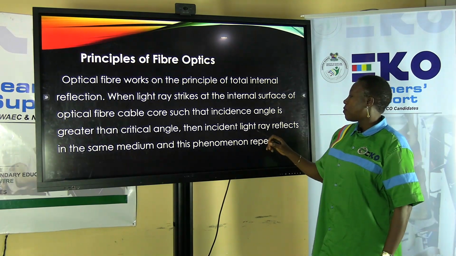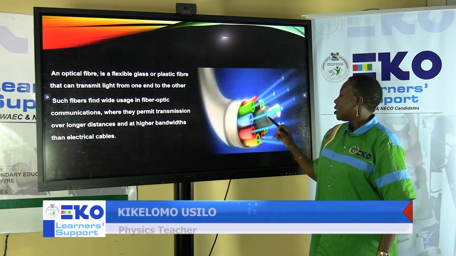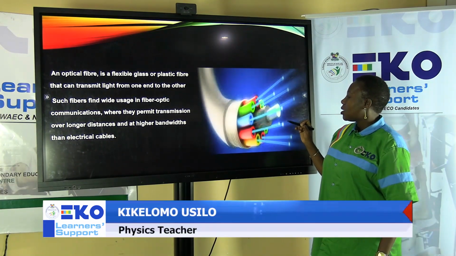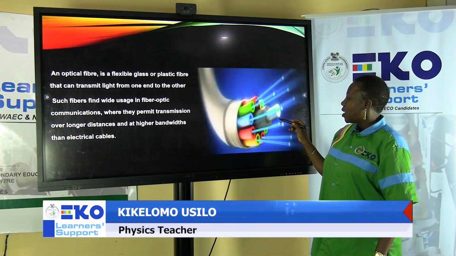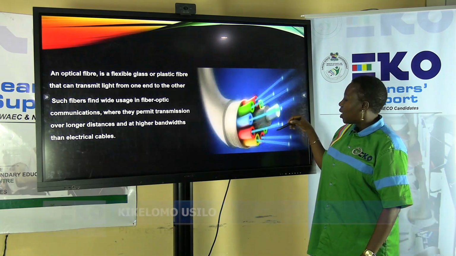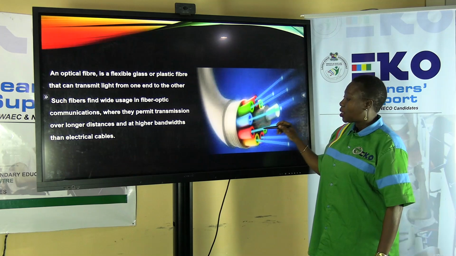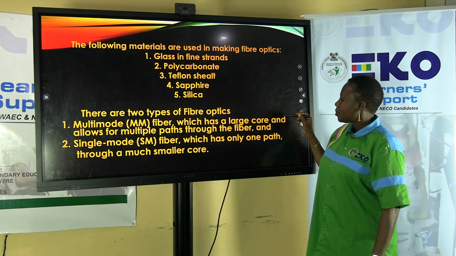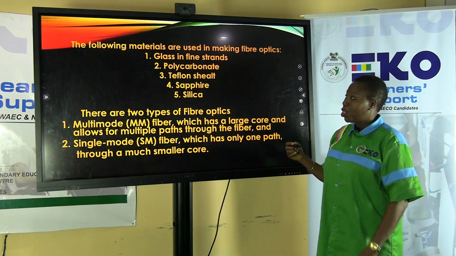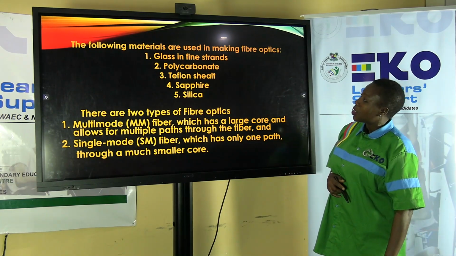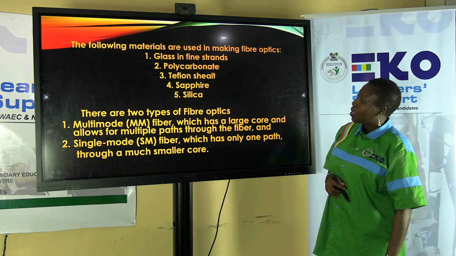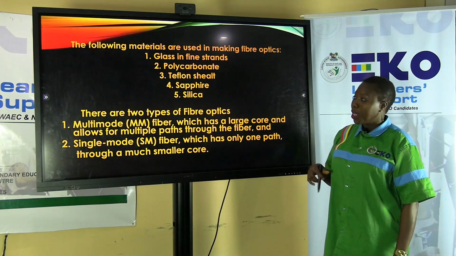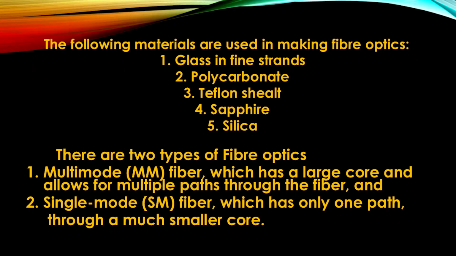As you can see from our previous diagram, this is the core, and when there is total internal reflection, the incident ray we see is reflected, and we see all the rays surrounding from the other optical fibers. And the repetition continues. The following materials are used in making fiber optics: the glass in fine strands, polycarbonates, Teflon sheets, sapphire, and silica.